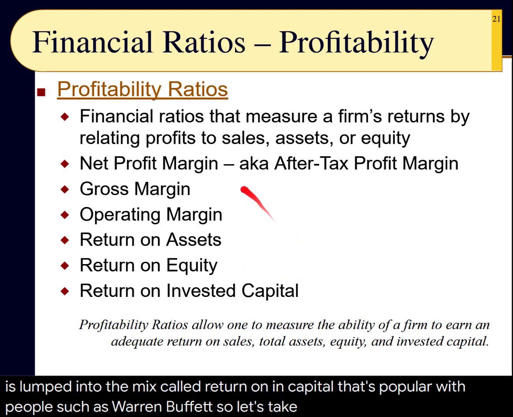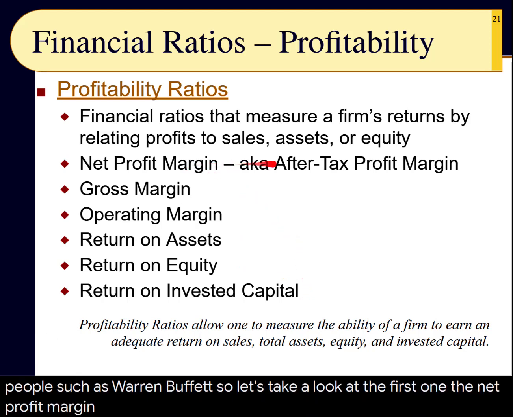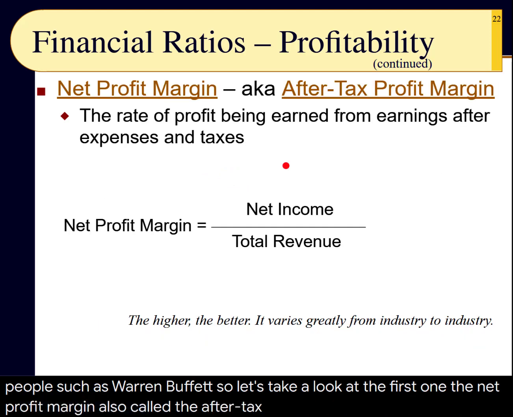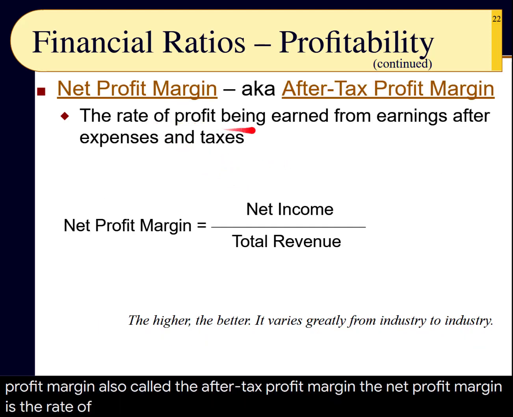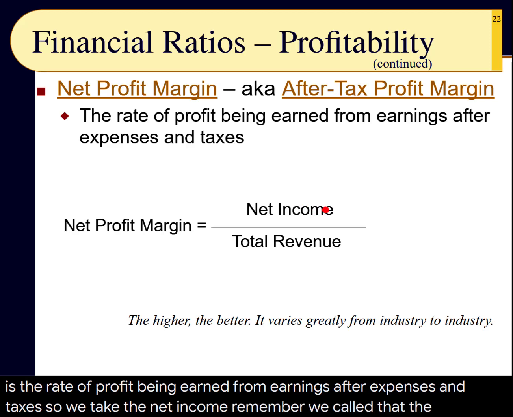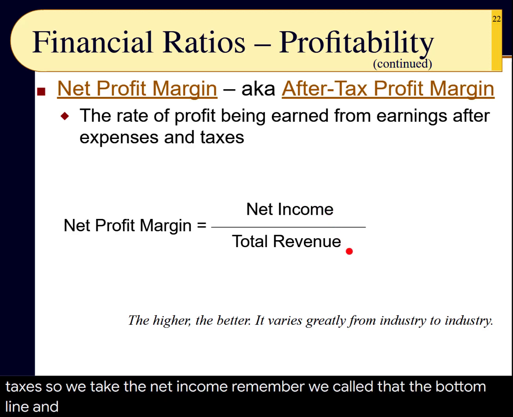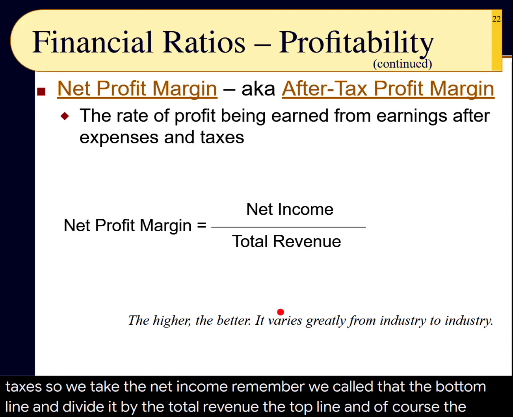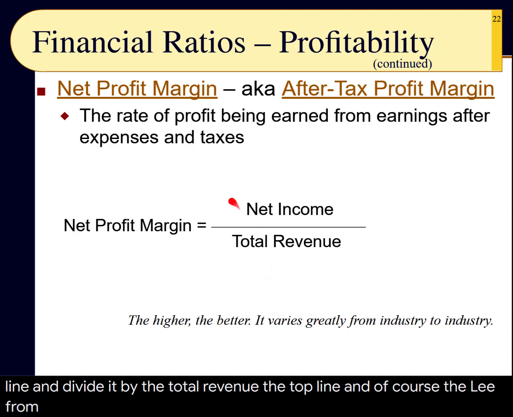So let's take a look at the first one, the net profit margin, also called the after-tax profit margin. The net profit margin is the rate of profit being earned from earnings after expenses and taxes. So we take the net income, remember we called that the bottom line, and divide it by the total revenue, the top line. And of course, the higher the better, and it varies greatly from industry to industry.